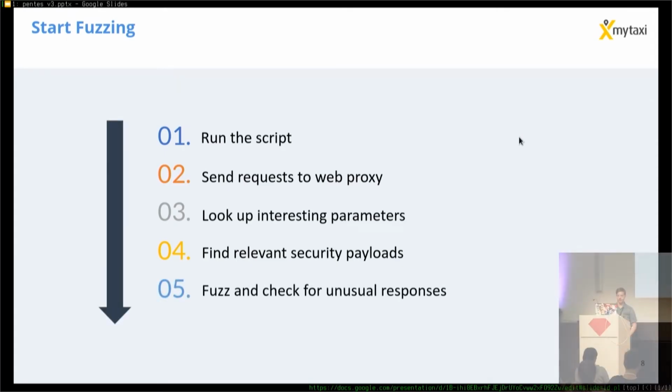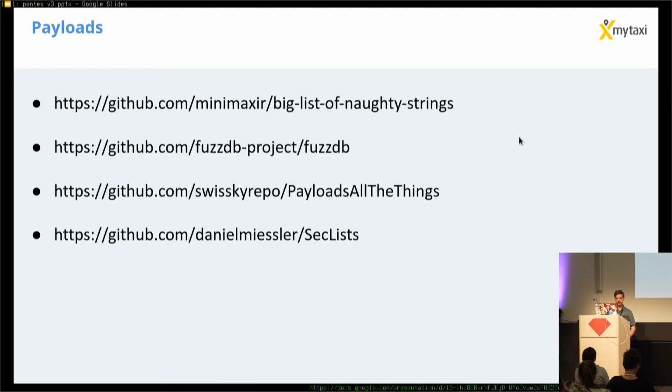Now after this is done, I start fuzzing the requests. I run the script that I wrote and send the request through the web proxy. Then I look for interesting parameters which can be exploited. Afterwards, I find security payloads. I'll show you in the next step how I do that. And then I fuzz and check for unusual responses that can be used to make the application behave in unexpected ways. Here's a list of some of the payloads that I found useful.